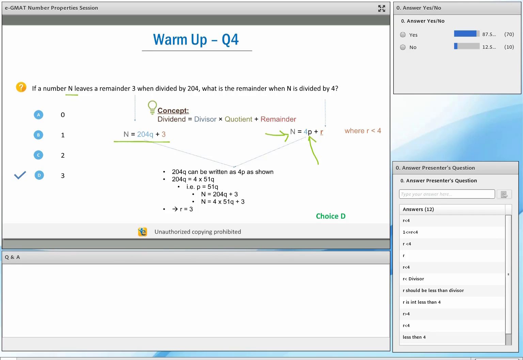One part that's divisible by 4, right? 4p means that it's divisible by 4. The other part that's not divisible by 4, right? Because the remainder is less than 4, so it's not divisible by 4. So this is what I need.